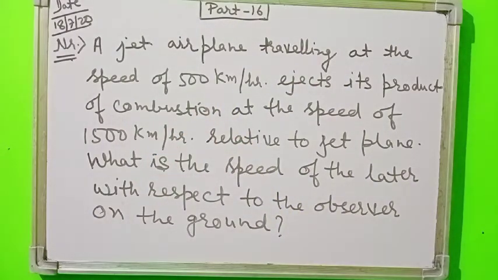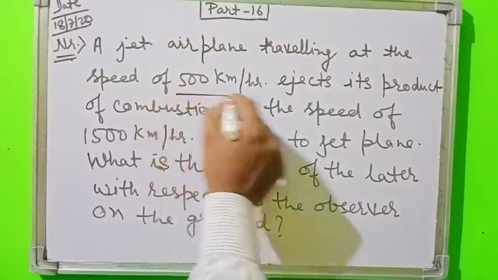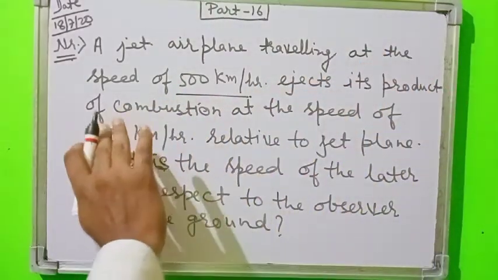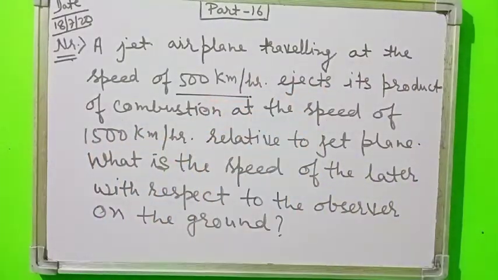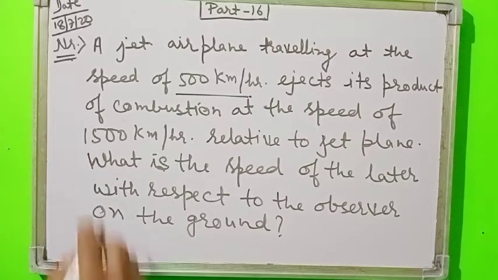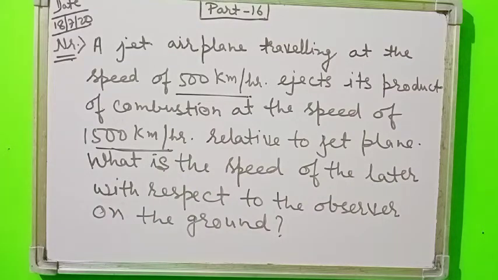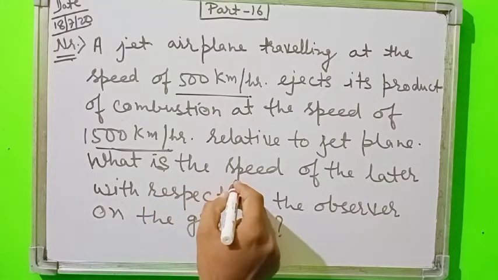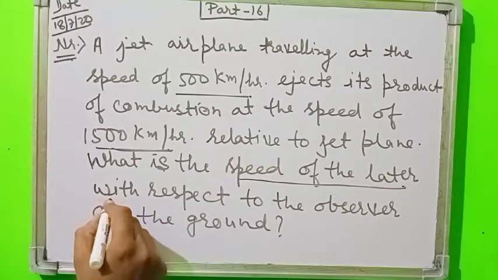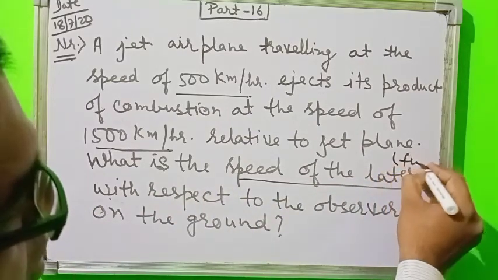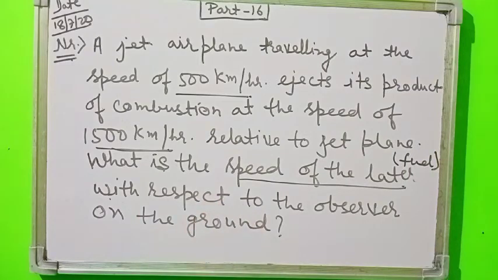A jet airplane is traveling with a speed of 500 km per hour, ejects its fuel, the product of combustion, at the speed of 1500 km per hour relative to the jet plane. This means the speed of fuel with respect to the jet plane is given, and you have to calculate the speed of the fuel with respect to the observer on the ground. Means you have to calculate the speed of the fuel with respect to the ground. So, let us try to solve this question.